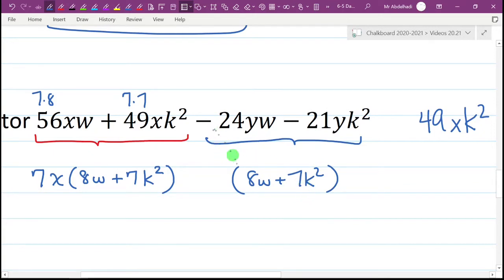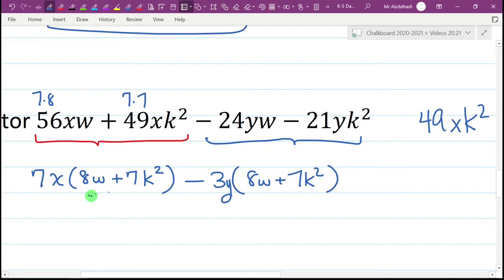And let's see, what would make this work? It looks like -3. -3 times 8 will give you -24. Oh, no, we need more than just 3. We need a Y. Okay, -3Y. And that will give you this. And -3 times 7, 21Y, yeah, okay.